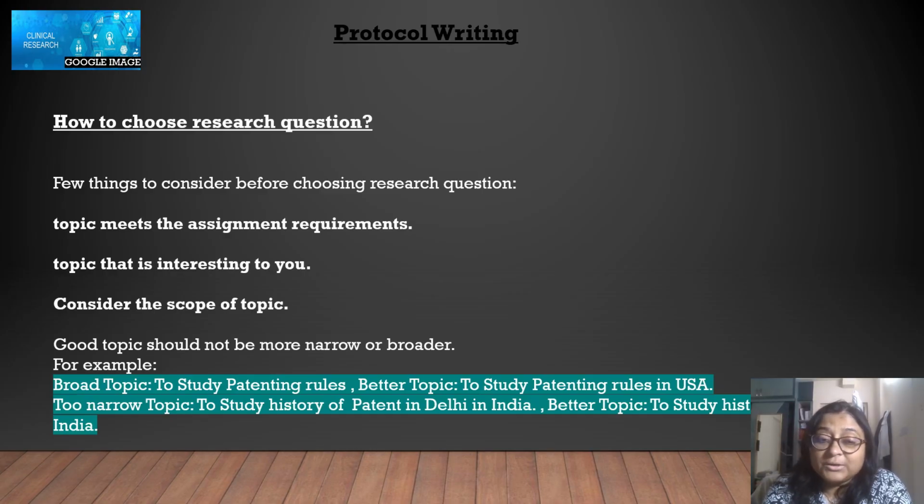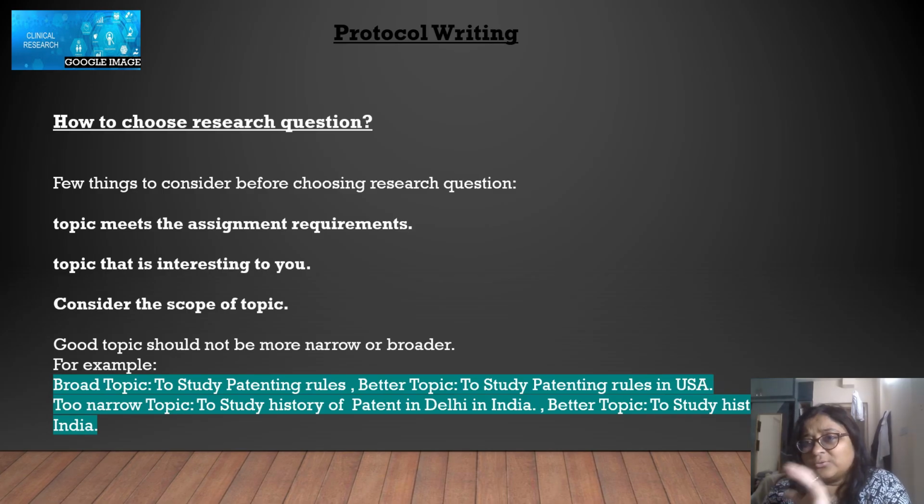Then what is a better topic? A better topic is one where you make it a little bit narrow, like to study patenting rules in the USA or in India, or comparing the USA and India. So it is basically narrowing your research topic. Now it should not be too narrow. So what can be a too narrow topic? Just for example, in the context of this only, we can see: to study the history of patents in Delhi, in India.